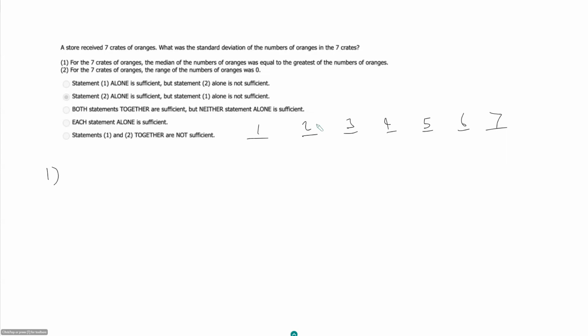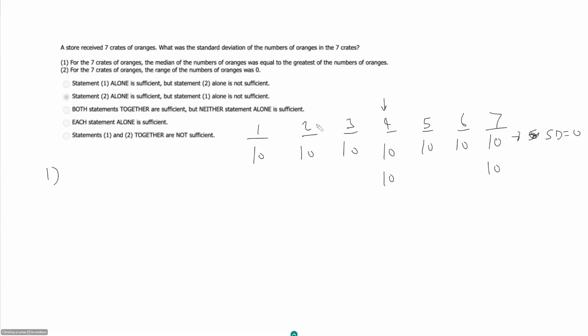Okay, so let's say our crates here are arranged in ascending order by the number of oranges in them. So that means our median will be this guy here. And let's say that guy has 10 oranges in it. So if we need our median to be equal to our greatest number, that means this guy here is also 10, which means these guys also got to be 10. Okay, so then what can I do with the rest of these guys? The obvious example is make them all 10, and this will be a standard deviation of 0.